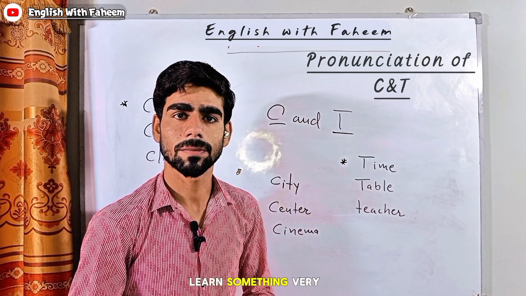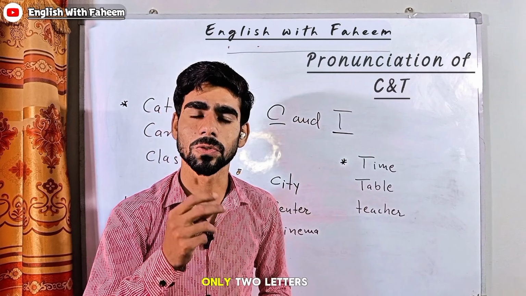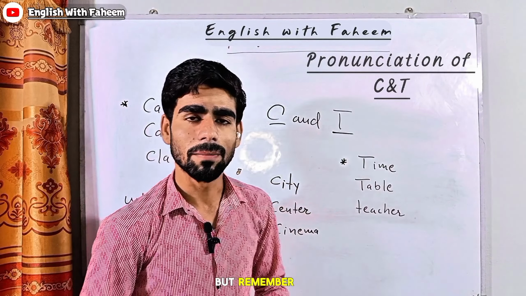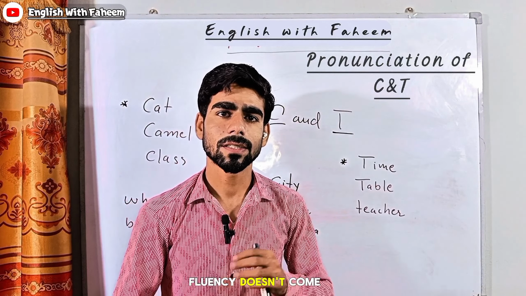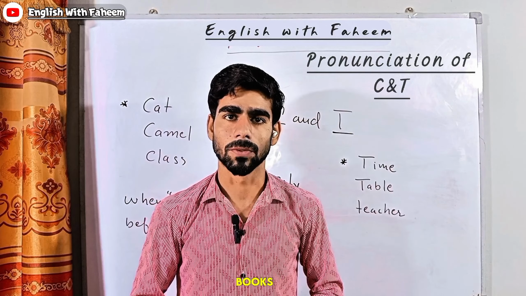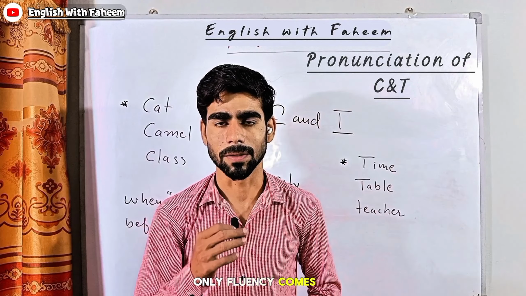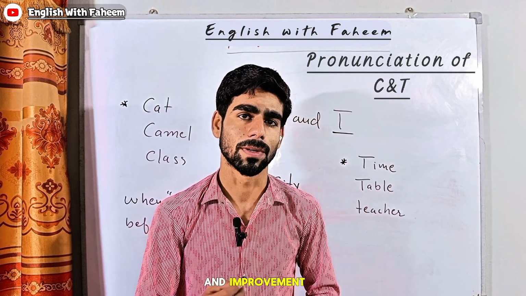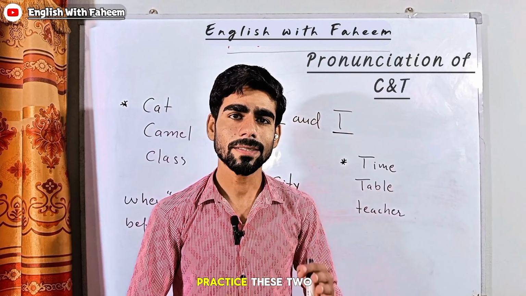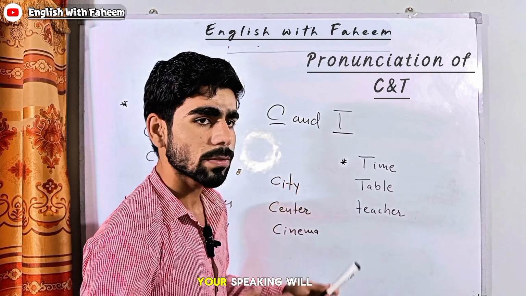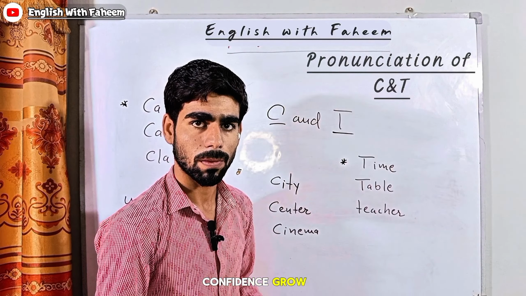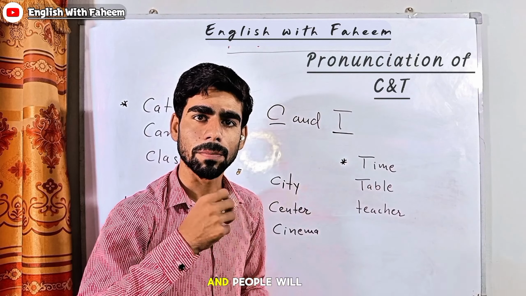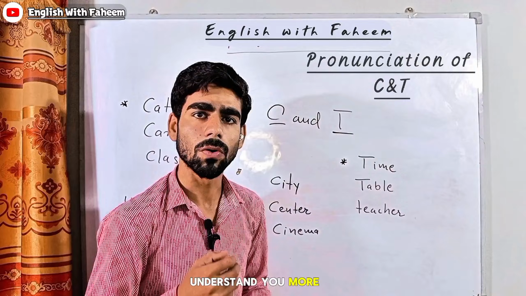So today we learned something very small, only two letters, C and T. But remember, fluency doesn't come from big grammar books only. Fluency comes from small pronunciation improvements. So if you practice these two sounds daily, your speaking confidence will grow and your English will sound more natural, and people will understand you more easily.